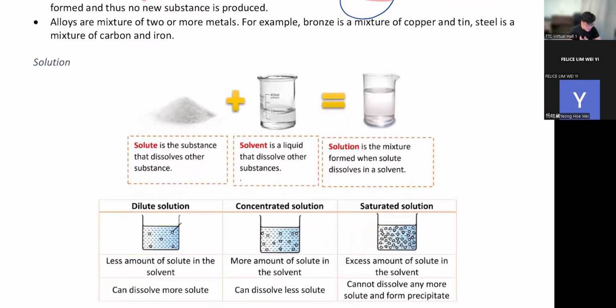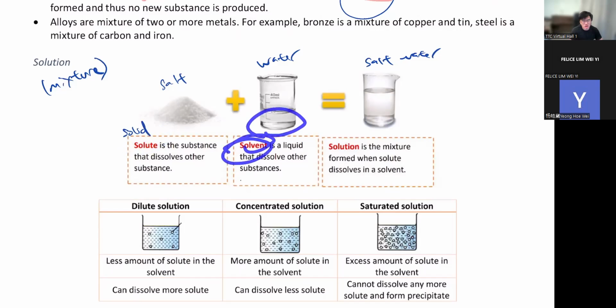So what is a solution? A solution is also a mixture. So we have three things here. To make a cup of salt water, you take salt plus water, you get salt water. The salt, the solid you put in, is called the solute. You see, solid, solute, sounds very similar. And the solvent is the liquid. When you mix it, you get a solution.